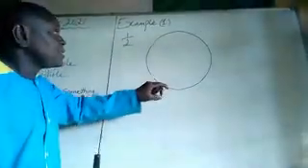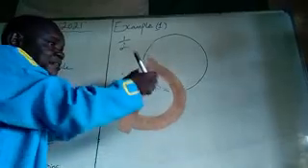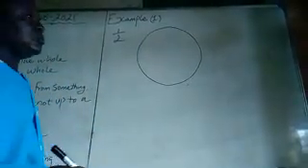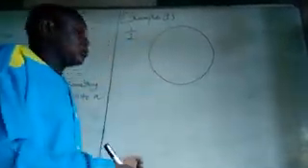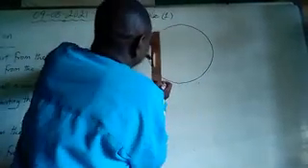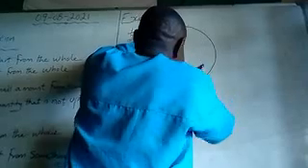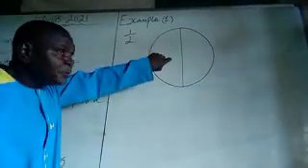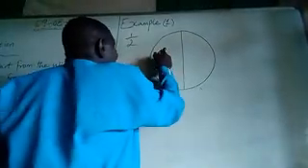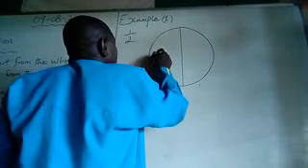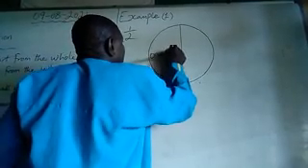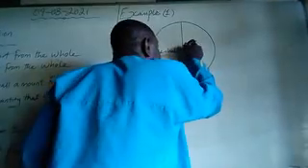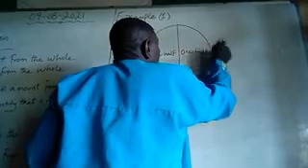This shape you are seeing is a circle. This is a whole. But if I divide this shape into two, fraction will occur. Okay, the shape has been divided into two. Here I have one half. Here I equally have one half. All right?